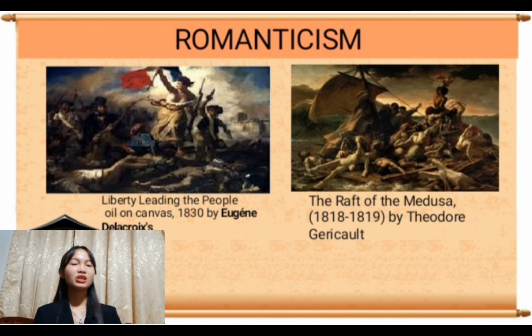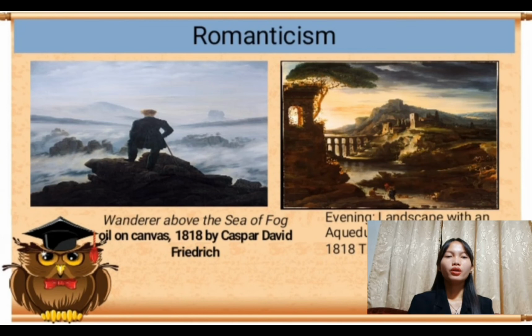To do this painting, Géricault studied for a long time the effect of the refraction of light on the human body, and for this reason, he drew a lot of preparatory sketches. The third picture is Wanderer Above the Sea of Fog, a painting by German Romantic artist Caspar David Friedrich made in 1818. Caspar David Friedrich was a 19th century German Romantic landscape painter, generally considered the most important German artist of his generation.